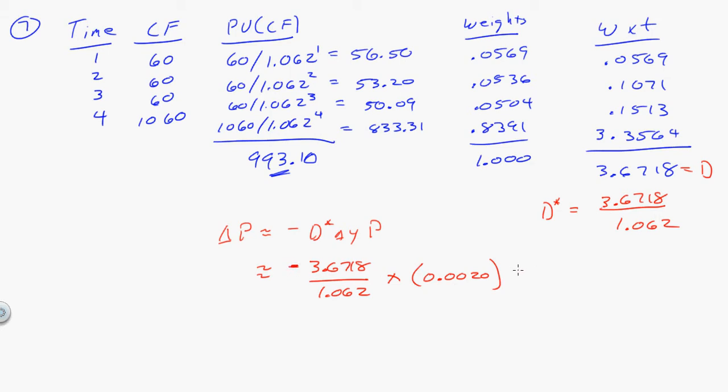And multiply by the price, 993.10. So the new price is equal to the change in price plus the old price, and that's going to be equal to 986.23. Okay, so let's get rid of this. Now, number 9. So that was 7 and 8 together.